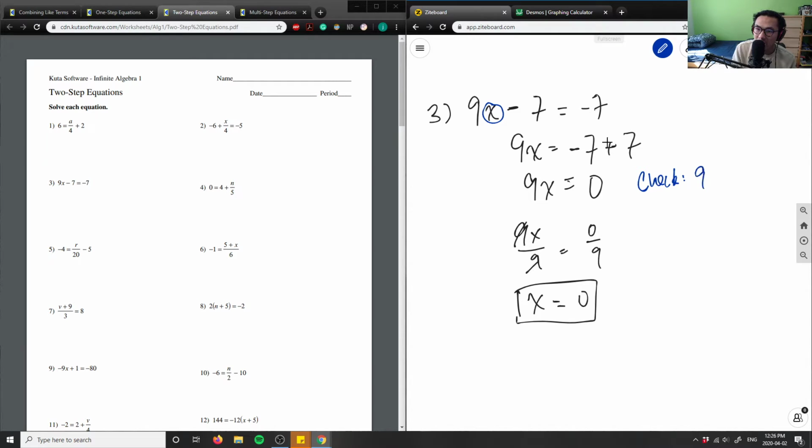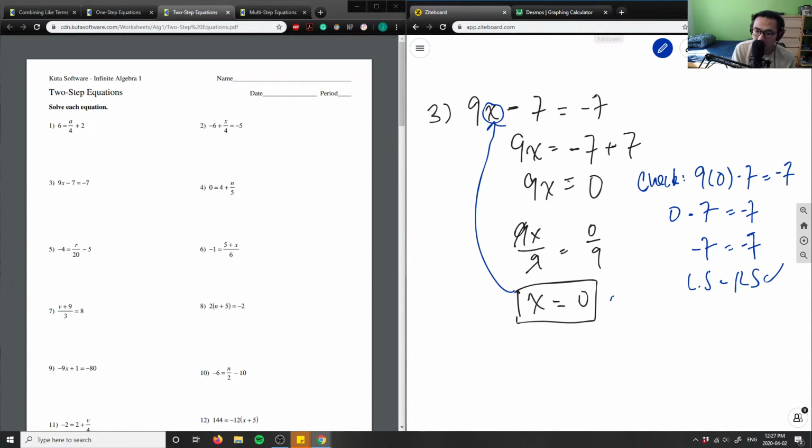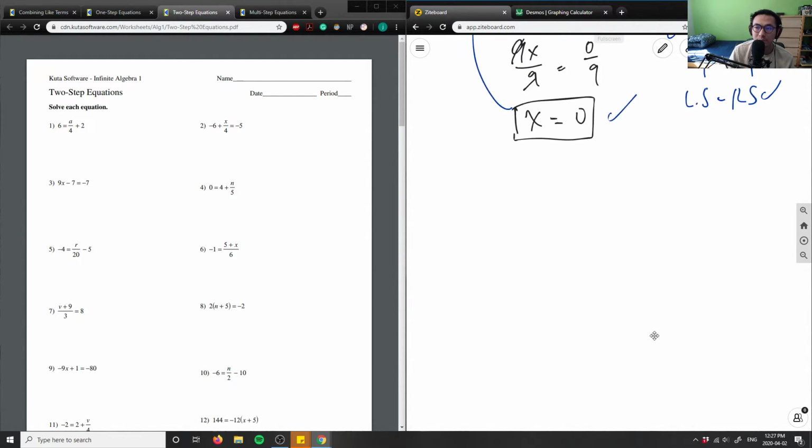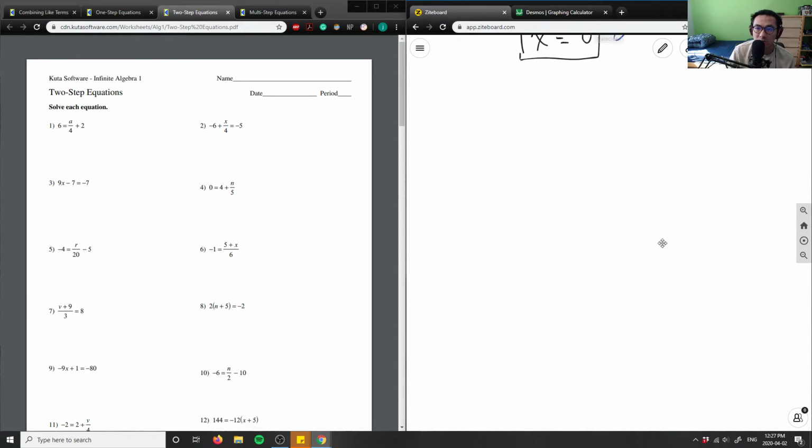I have 9, I'm going to sub x for 0, right? So I'm subbing this back into the equation. 9 times 0 minus 7 equals negative 7. 9 times 0, I'm doing now the actual order of PEMDAS. So I'm doing multiplication first. 9 times 0 is 0, minus 7 equals negative 7. Negative 7 equals negative 7, obviously, in this case. And left side equals right side, which means my answer is correct, which x equals 0 is indeed the correct answer. So that's good. So again, these are two-step equations, right?